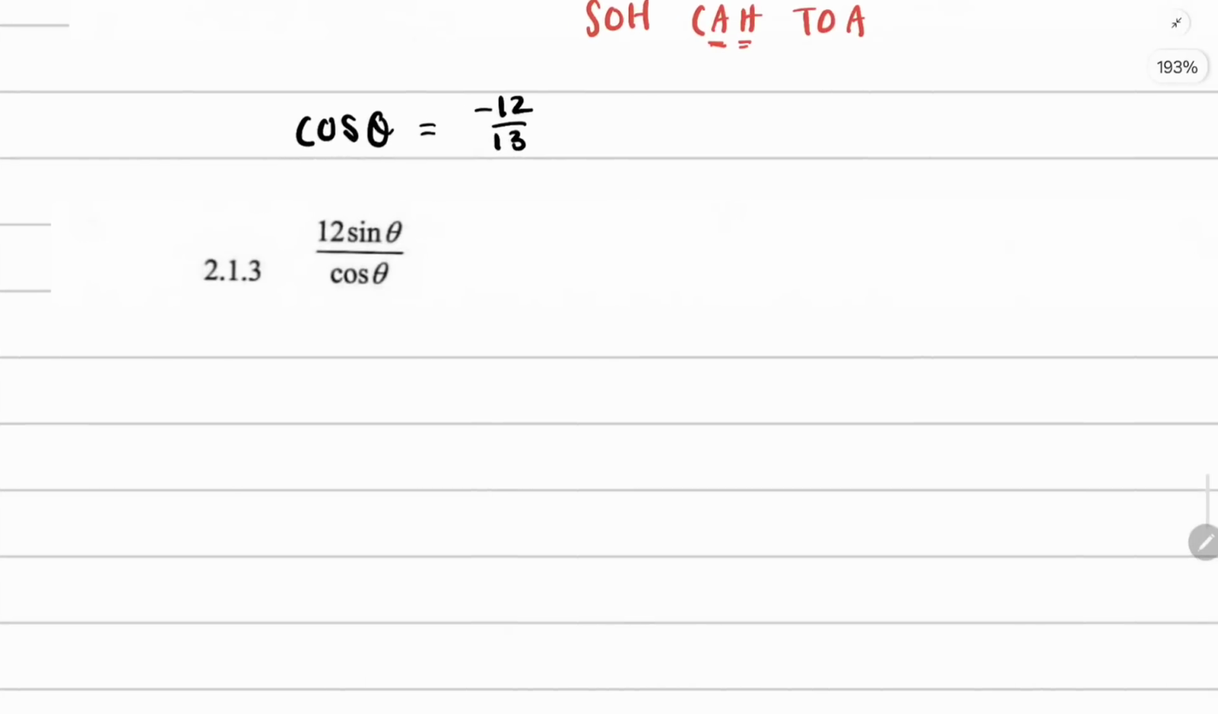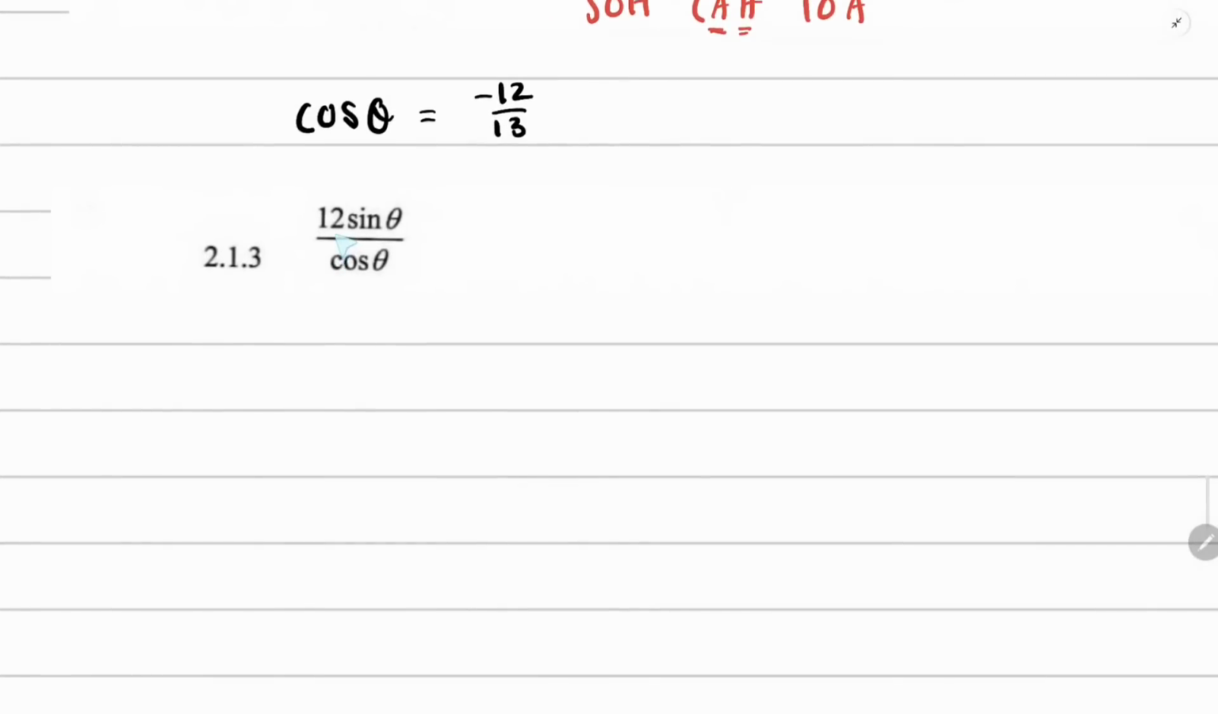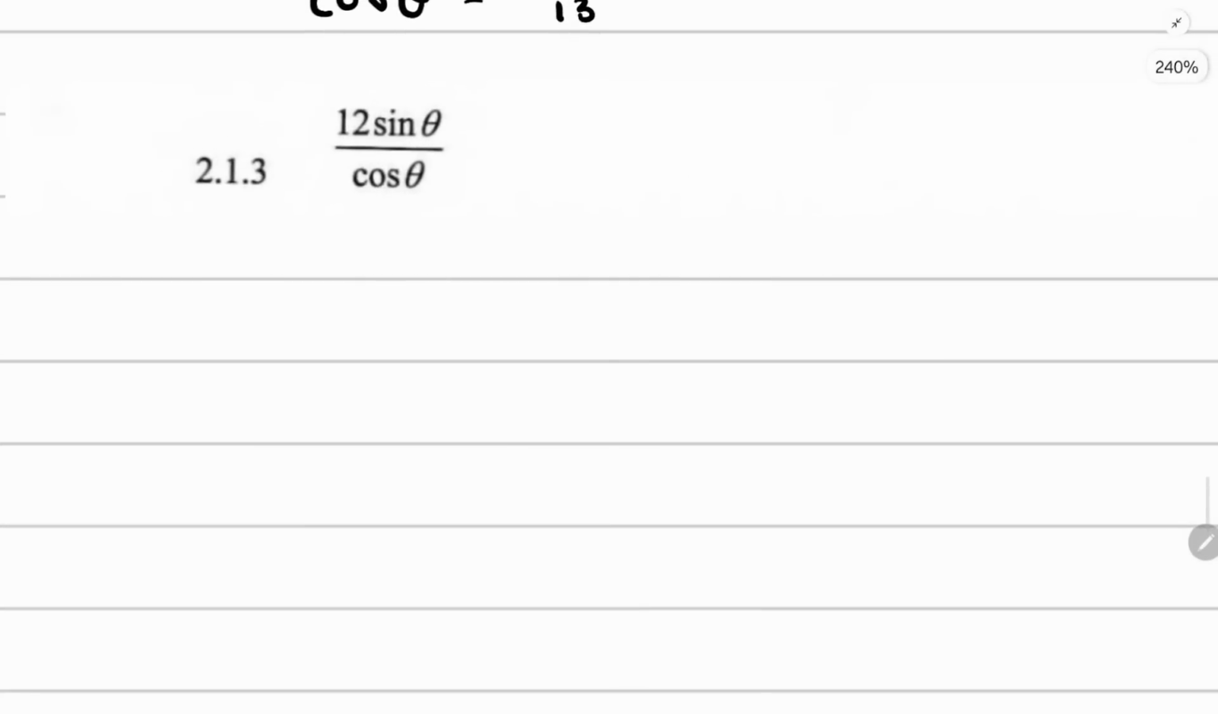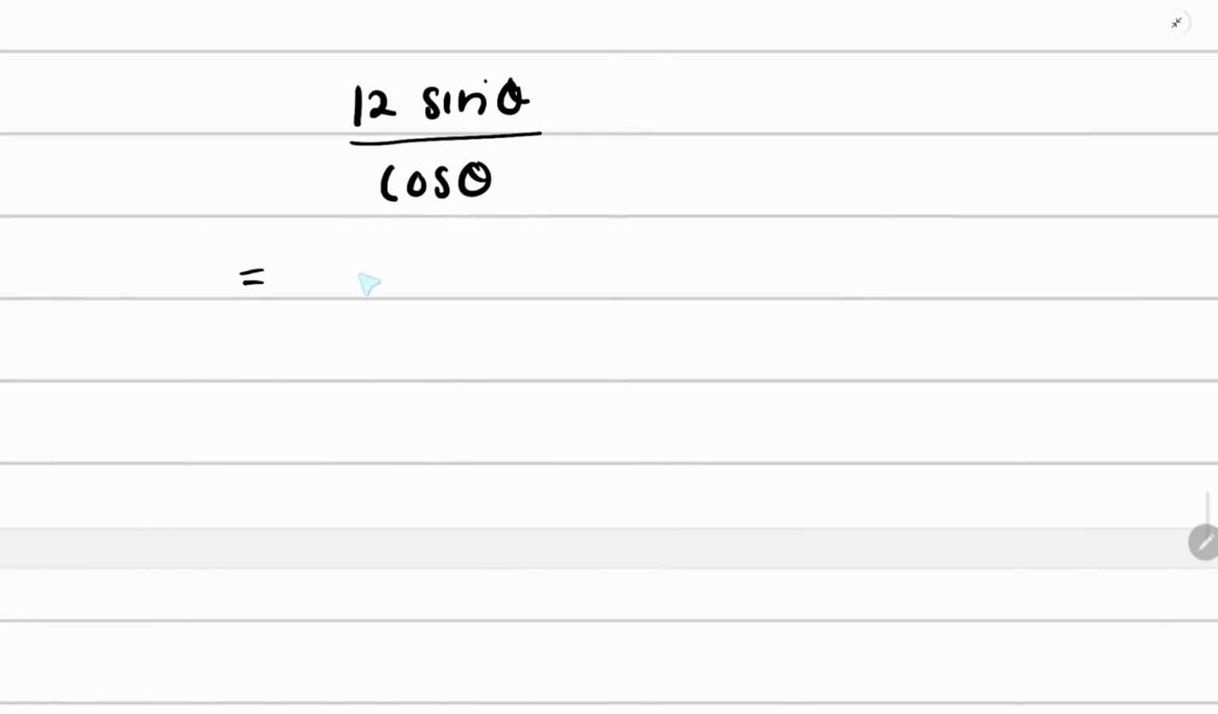The next question, 2.1.3, says we need to find 12 sine theta over cos theta. Now I'm looking at this and I'm thinking, do you guys deal with identities? Do you know that tan theta is actually equal to sine theta over cos theta? I'm starting to think that starts in grade 11. So, okay, we can just substitute. Here's how we find this. 12 sine theta over cos theta would simply be found by saying 12, and then find out what sine theta is.